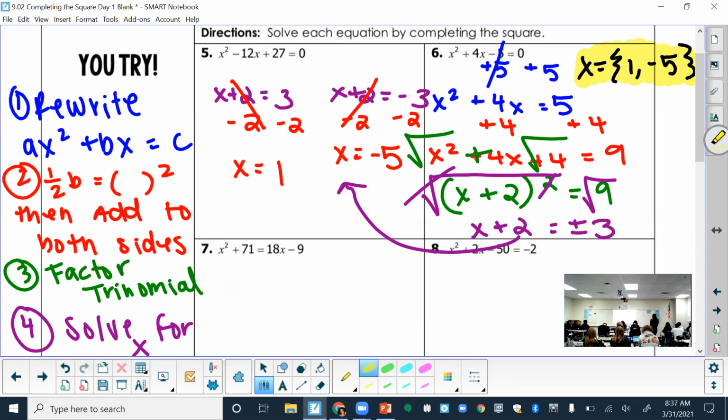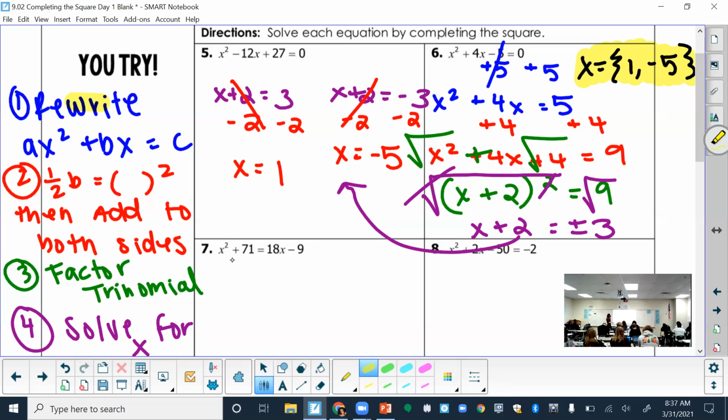So we're going to rewrite it into this format. I have to move quite a few things. All right, one thing I will tell you is try to keep that x squared term positive. It can't be negative because you can't take the square root of a negative, at least not in algebra 1.